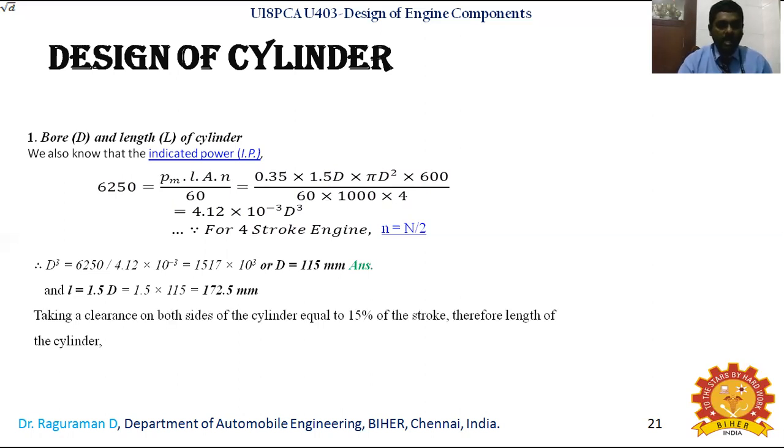Also, you take a clearance of 15% of the stroke. By that, you get 1.15 times L as the length of the cylinder. So you get the length of the cylinder as 198 mm, which we say is approximately equal to 200 mm.